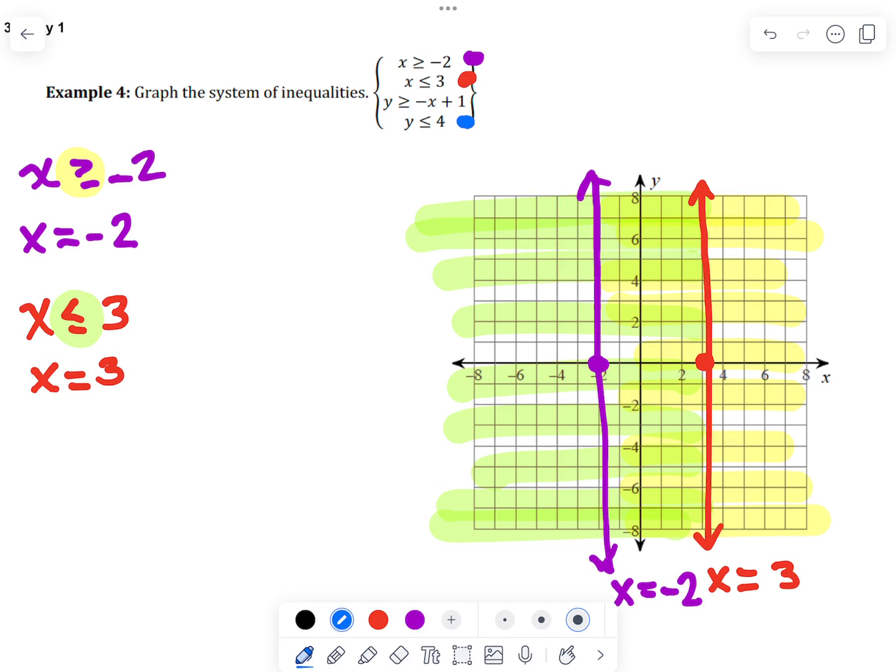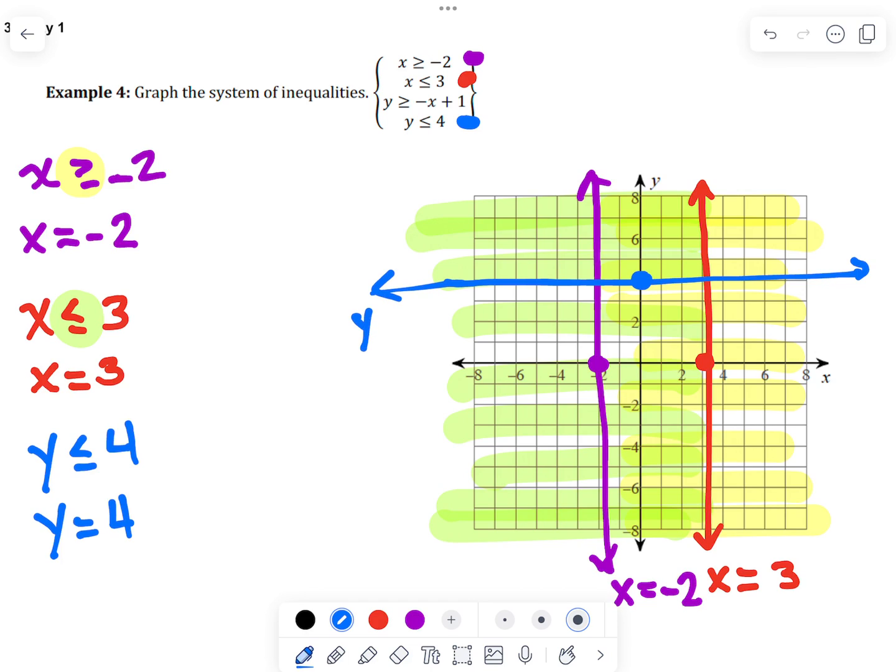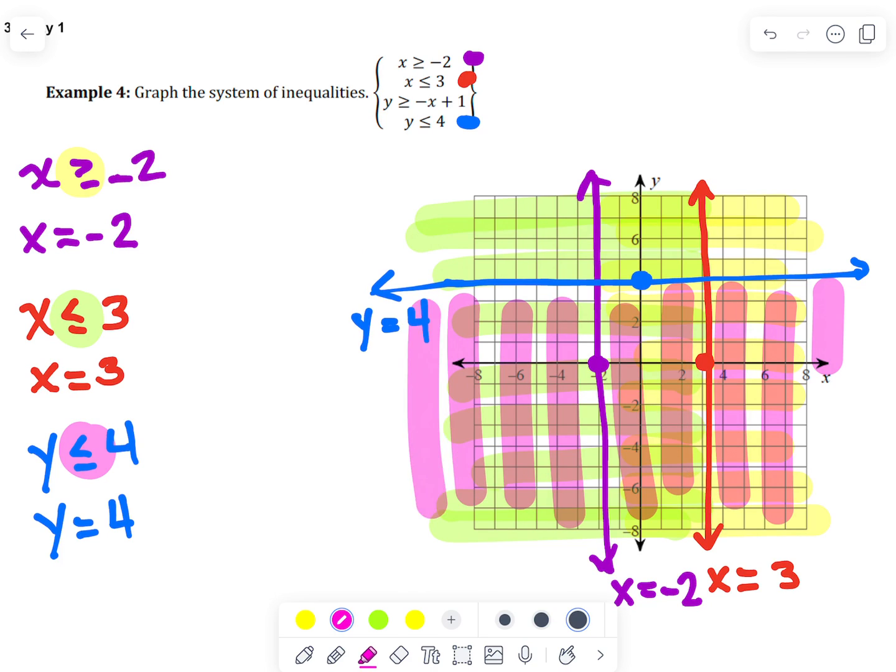I'm going to do this one next. It's a little easier. Y is less than or equal to 4. So now we're going to have a horizontal line. The slope is 0. The y-intercept is 4. Another solid line. Y equals 4. How we shade this one, that is saying y is less, or below, less, below that blue line.